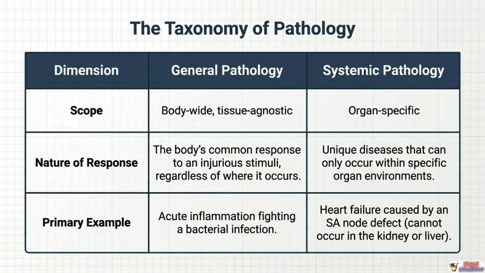Pathology as a discipline is organized into two major branches, general pathology and systemic pathology. And understanding the distinction between them is absolutely essential for structuring your study and orienting yourself within the vast field of disease science. General pathology is the foundational branch.